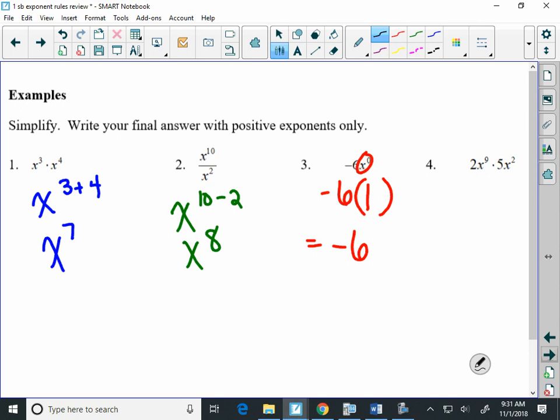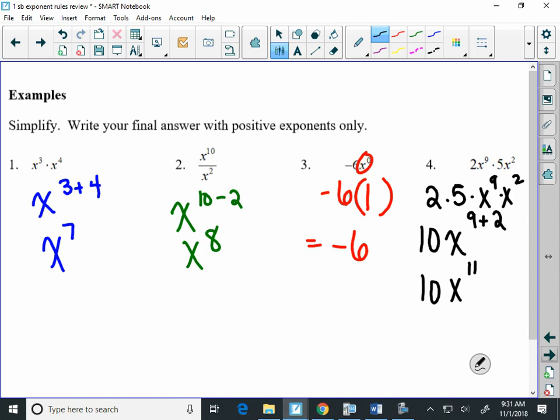Finally here, 2x to the 9th times 5x squared. When we multiply, we're going to multiply the numbers together, so it's going to be 2 times 5. And we're going to multiply the variables together, x to the 9th times x squared. 2 times 5 is 10. And once again, when we multiply variables with exponents, we're going to add the exponents. So we get 10 x to the 11.